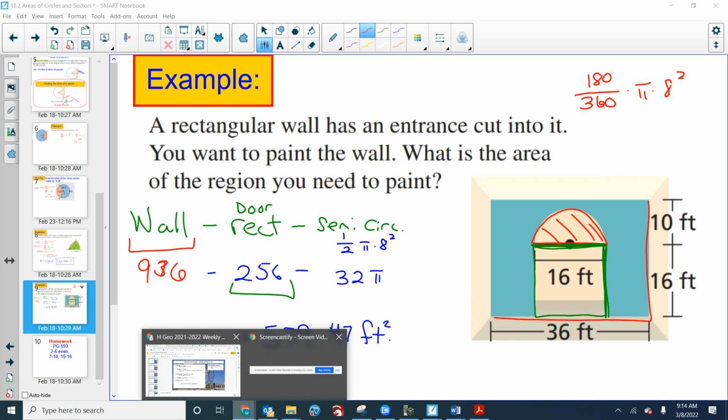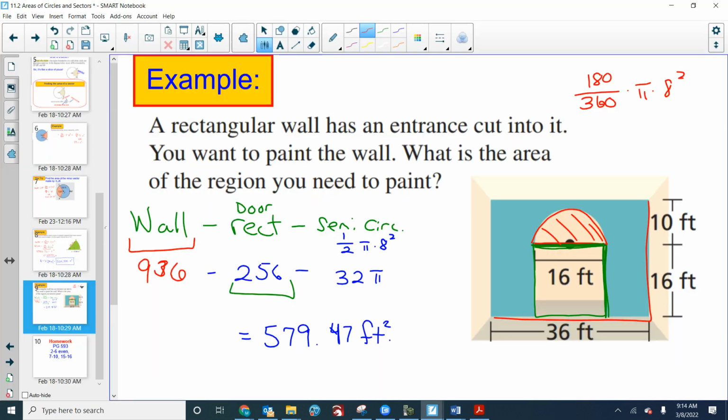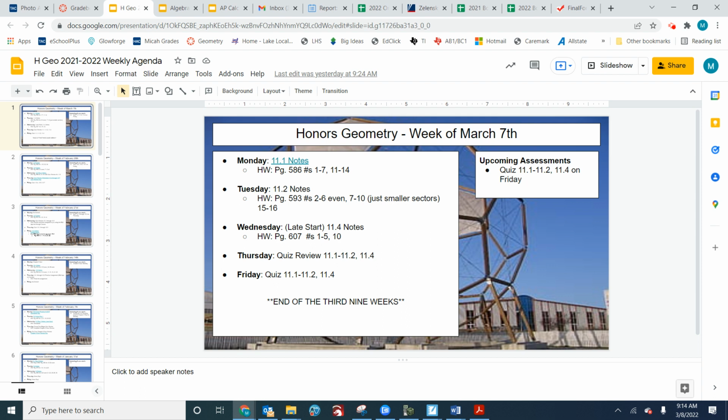All right. 2 through 6 even, 7 through 10, 13, 16. For 7 through 10, it's going to say find the area of a sector, and it'll name it by its angle. There's going to be a couple shaded sectors. Find the smaller ones, the ones named by the angle. Okay? Can you guys read that? Tuesday's homework. Can you read that in the back? Yeah. Okay.